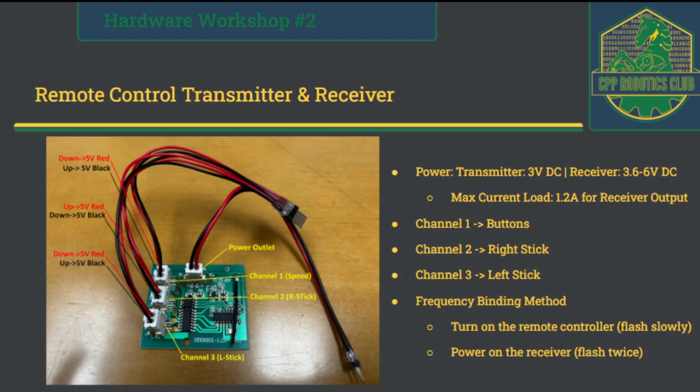Let's talk about the frequency binding method. When you turn on the remote controller, it will flash very slowly. Then, once you turn on the receiver, it's going to flash twice, and when you see it flash twice, that means the connection is established.